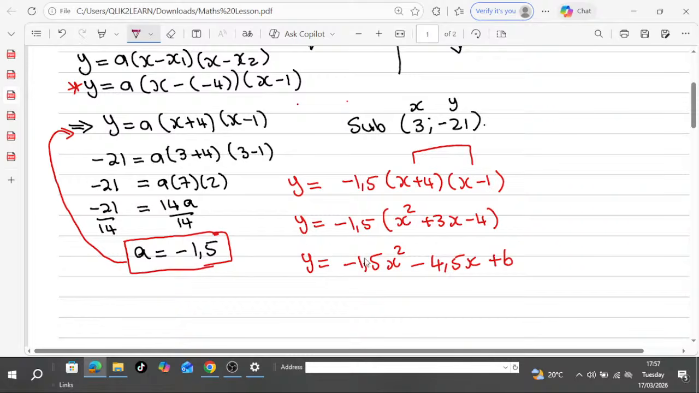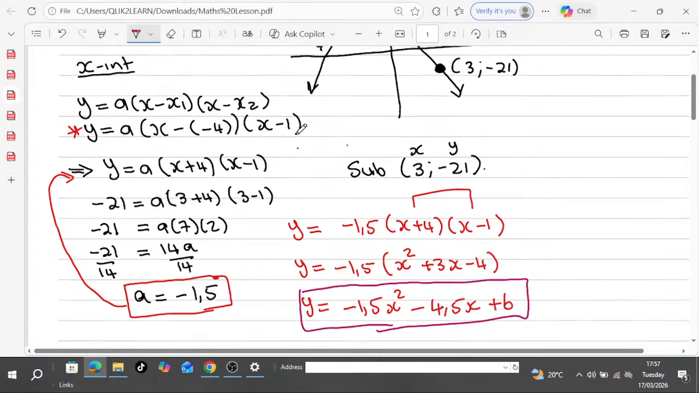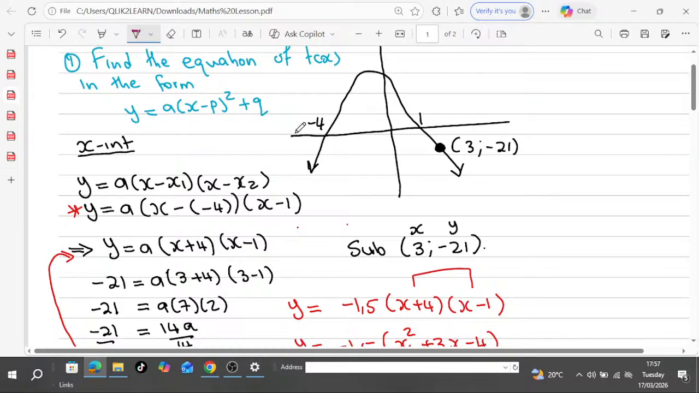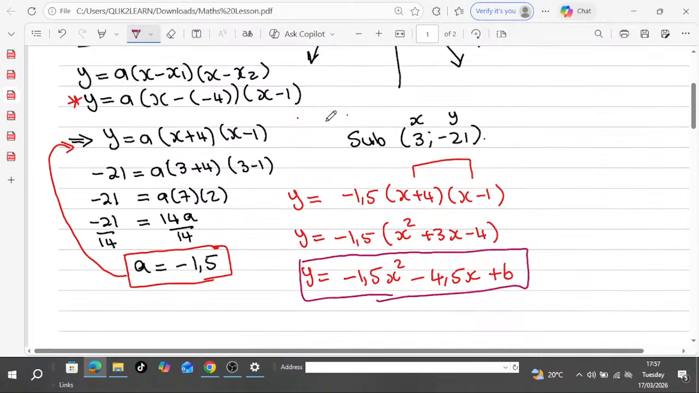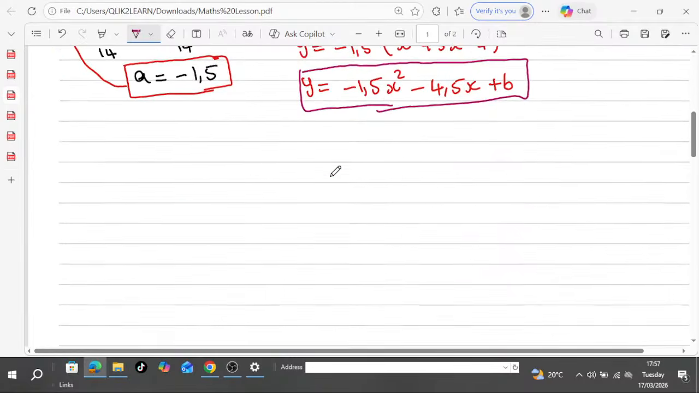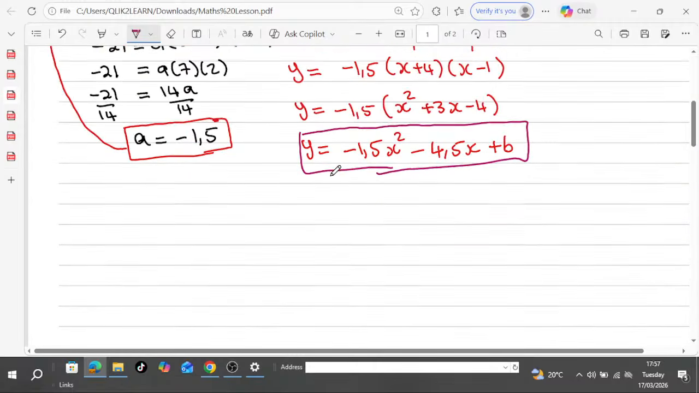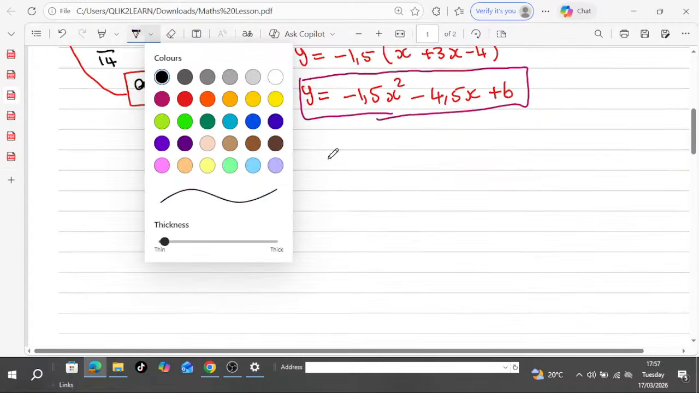So this equation is in quadratic form. But now remember that they said we need to put it in the turning point form. We need to put that guy in this form. So how are we going to do that? We need to complete the square. Let's take this graph and complete the square.